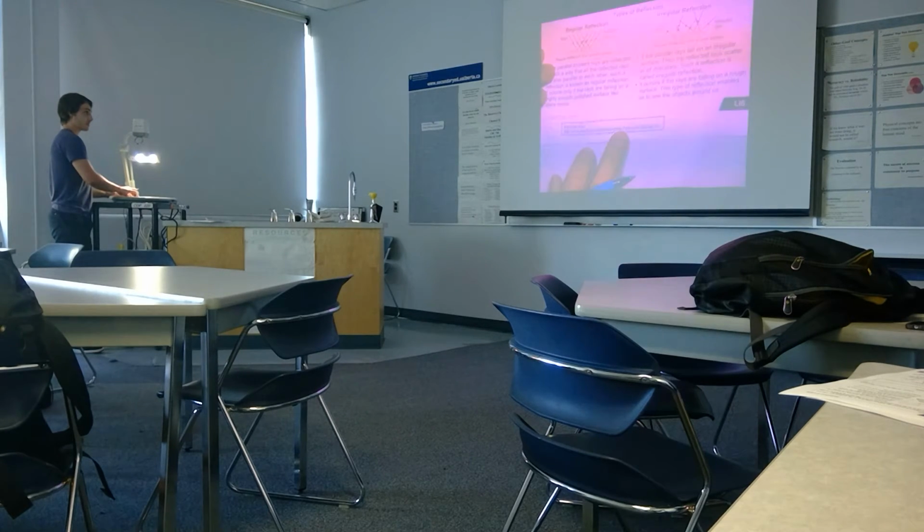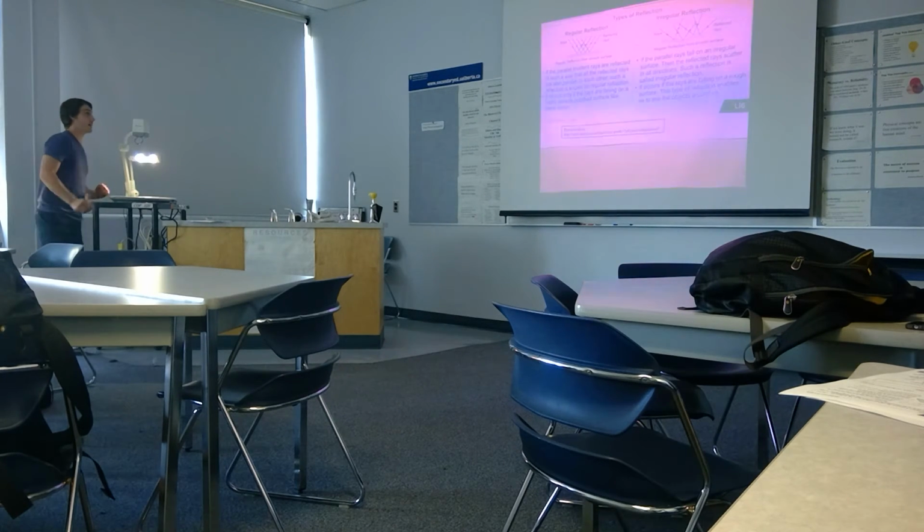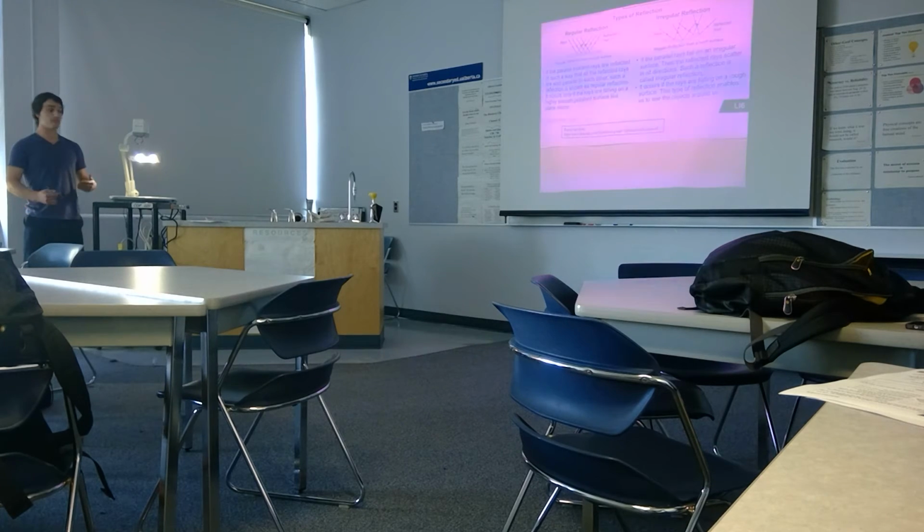Looking at your worksheets, we have different types of reflection. We have a regular reflection and we have irregular reflection. Regular reflection we can think of as a mirror. So, light ray comes in, the other one goes out, and have a perfect reflection. It's easy to see that the angle of incidence is equal to the angle of reflection.